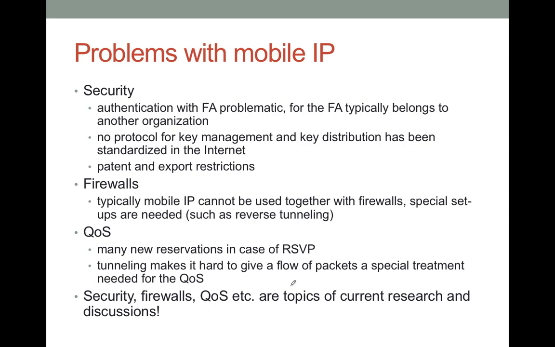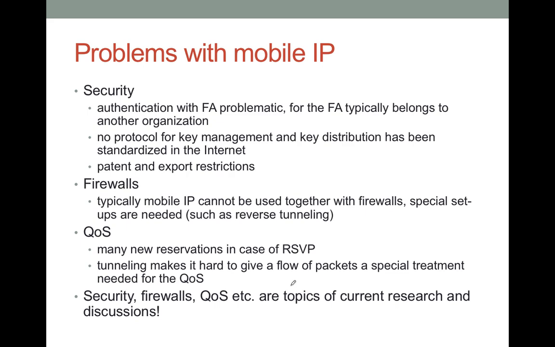Another problem with implementing mobile IP is the firewall. Typically, mobile IP cannot be used together with a firewall. Special setups are needed. A firewall is there to detect any malicious attack which does not belong to the network, and it will block it. So when you bring your IP, you become foreign to that particular network. When the firewall sees this, it seems like you are trying to hack the network, so it will cut the connection.